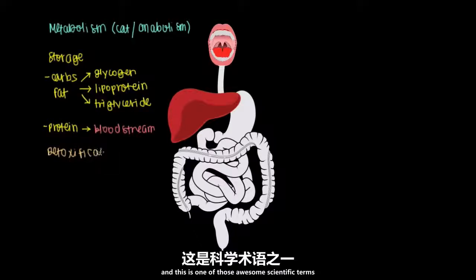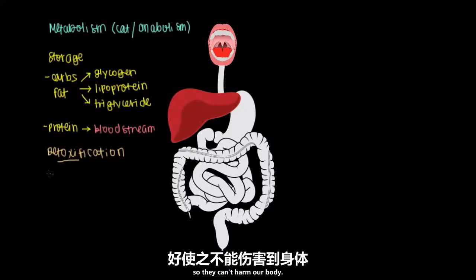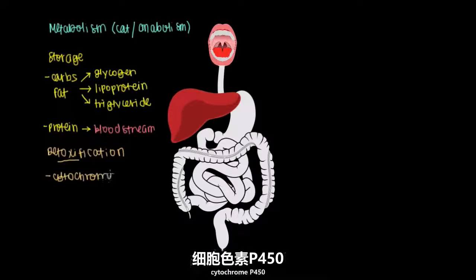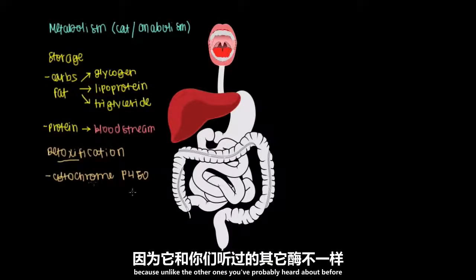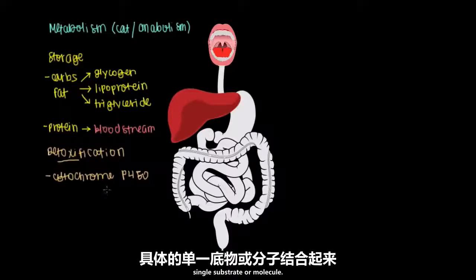Detoxification. And this is one of those awesome scientific terms where the function is in the name. This is where we take toxins and modify them so they can't harm our body. This is achieved mainly by cytochrome P450 enzymes. Cytochrome P450. And these are kind of funky enzymes because unlike the other ones you've probably heard about before, these don't bind a specific single substrate or molecule.